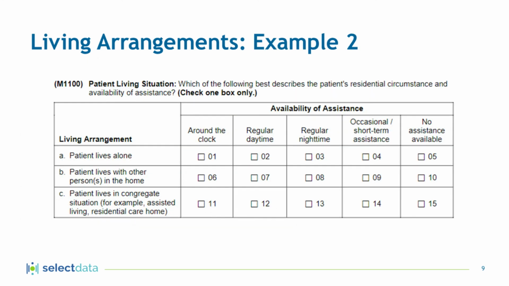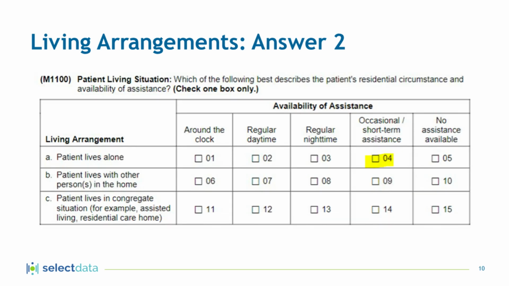Example 2. A patient lives alone in her home, but her son and daughter-in-law live across the street. They bring the patient dinner every night and are available around the clock by telephone. Response 4. Son and daughter-in-law are not there to provide in-person assistance consistently, day or evening, even if they live across the street or are available by phone.